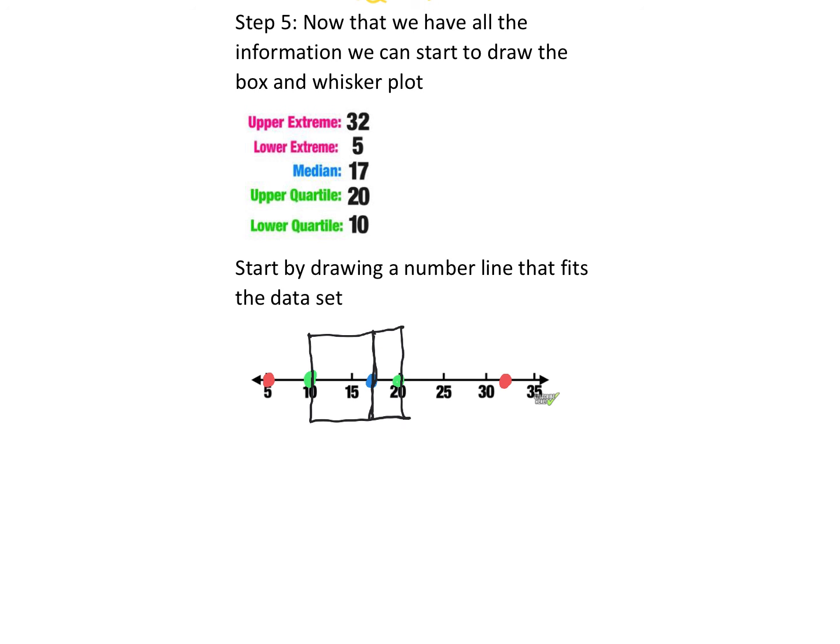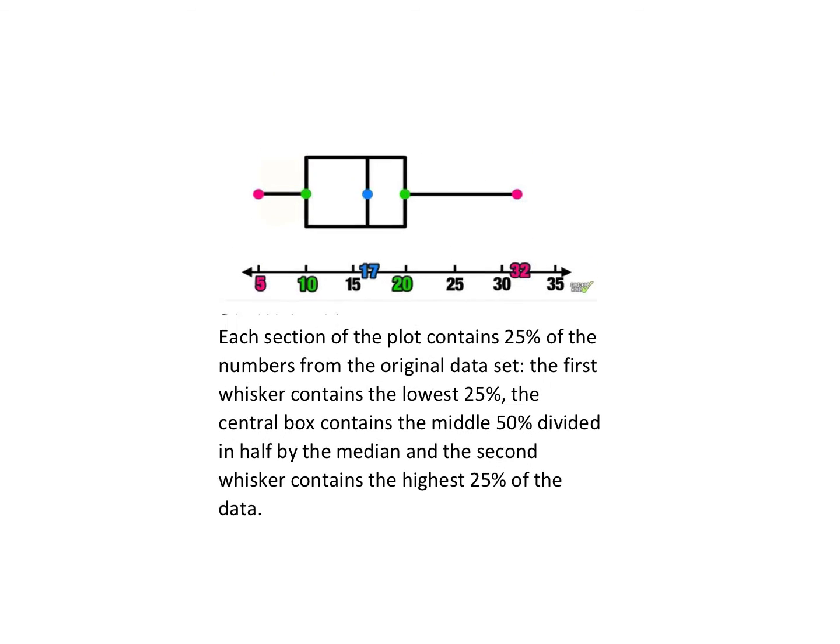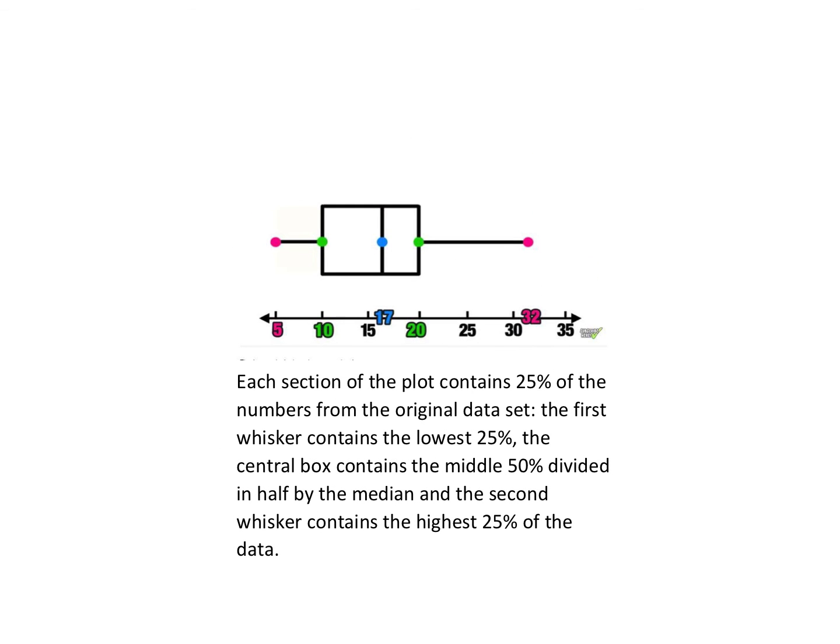So this is our box. The whisker part is the line between the lower quartile and the lower extreme, and the upper quartile and the upper extreme. So this is what my box and whisker looks like. Here's a better picture, a better representation. You can see the lower extreme is at 5, the upper is at 32, the median is at 17, the lower quartile is at 10, and the upper quartile is at 20.